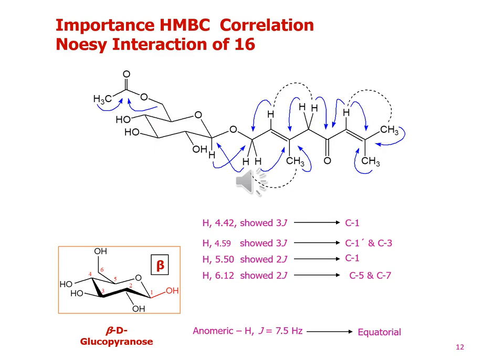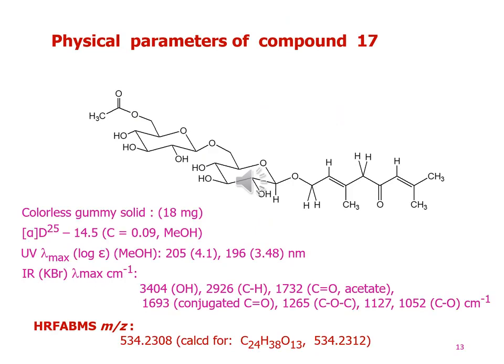So in this way the structure of the monoterpene glycoside is confirmed on the basis of important HMBC correlations as well as NOESY interactions. Let's see the physical parameters of compound 17.